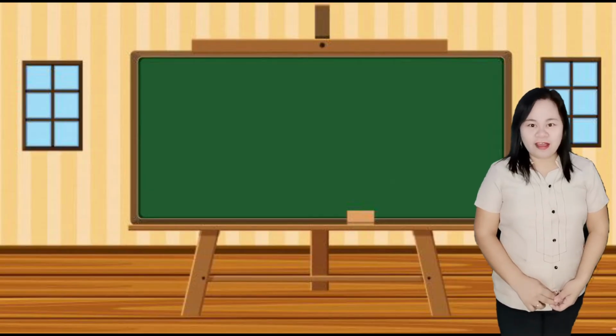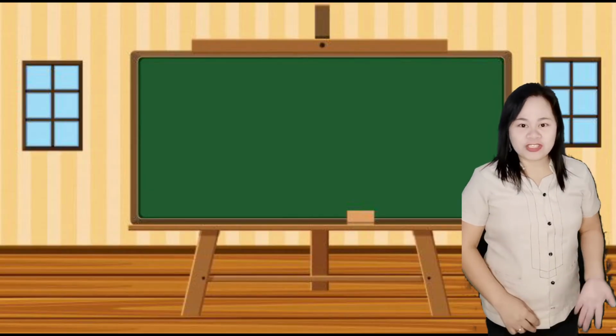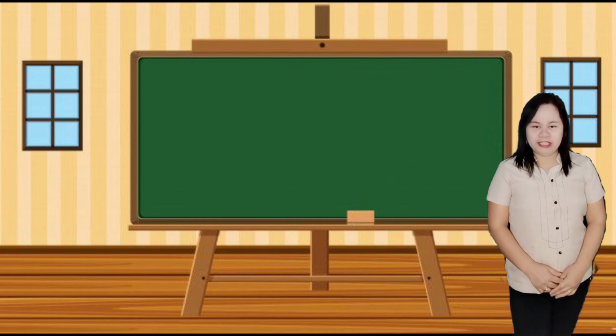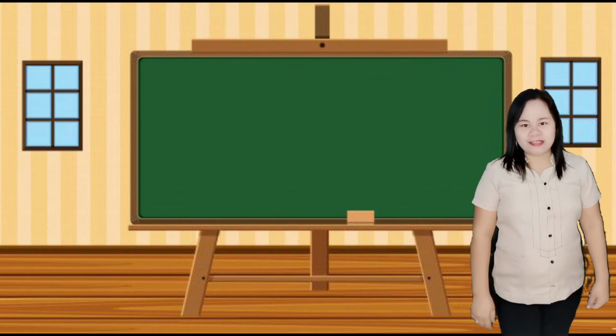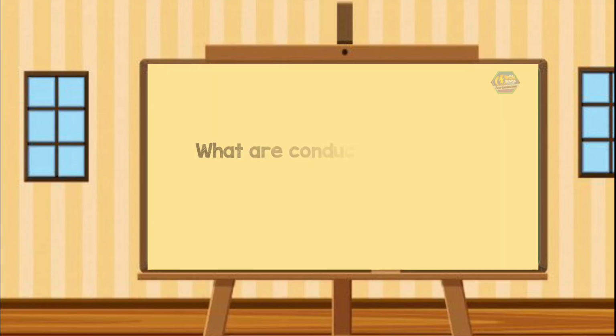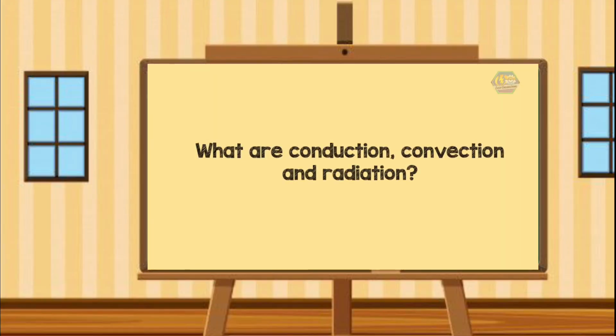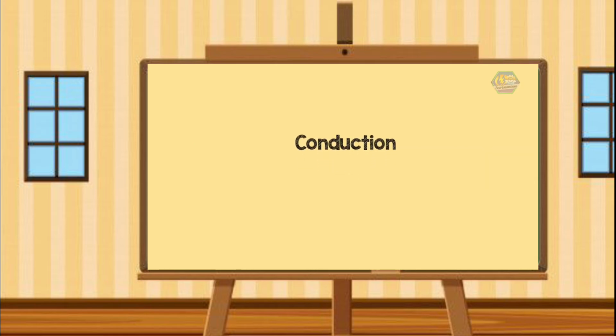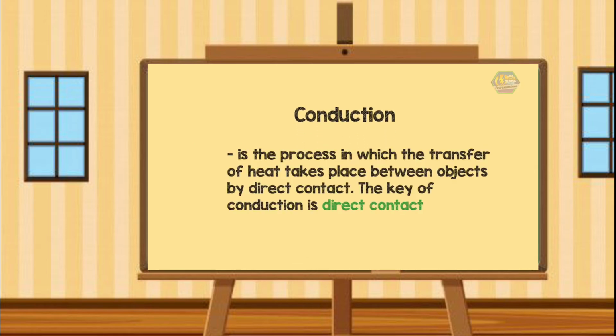There are three forms of heat transfer: conduction, convection, and radiation. To fully understand these three forms of heat transfer, let us watch this video. What are conduction, convection, and radiation? Let's discuss first the conduction. Conduction is the process in which the transfer of heat takes place between objects by direct contact. The key of conduction is direct contact.